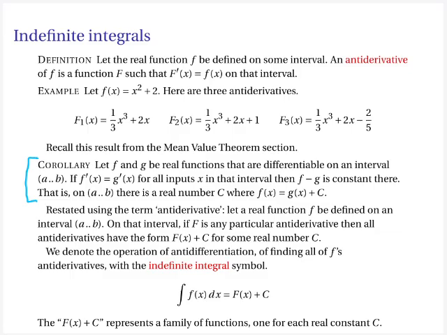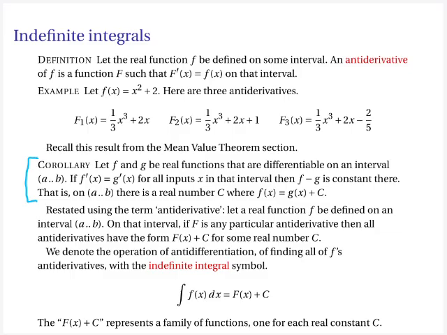Okay, now that was in the mean value theorem section. We need it right now. That's why we did it then, because we need it now. I'm going to restate it. We didn't have the word antiderivative at the time, but we have it now, so I'm going to restate that corollary in terms of antiderivative. So you're looking at a real function f defined on an open interval AB. On that interval, if capital F is any particular antiderivative, then all antiderivatives have the form capital F plus capital C for some real number, capital C. So capital F plus 7, capital F minus 4, capital F plus 0.